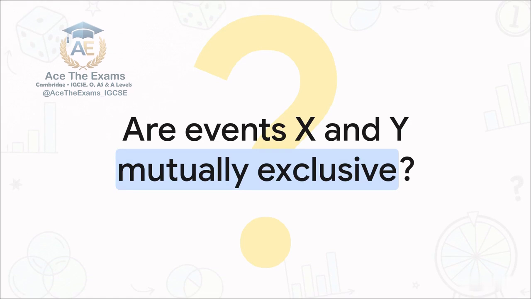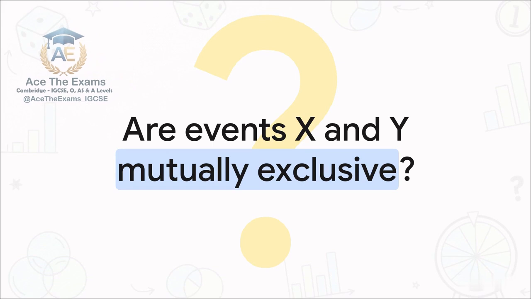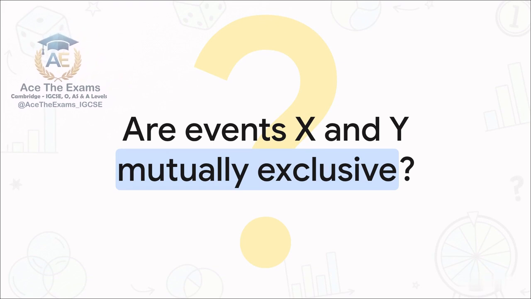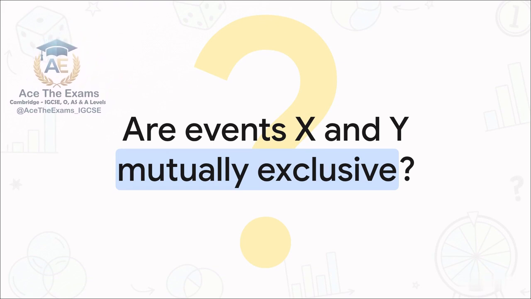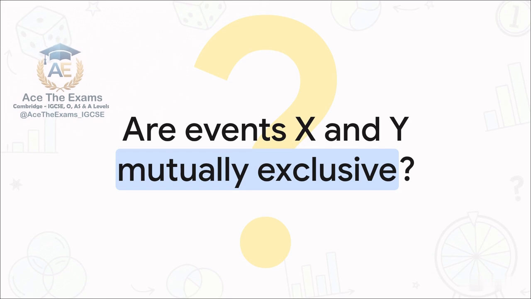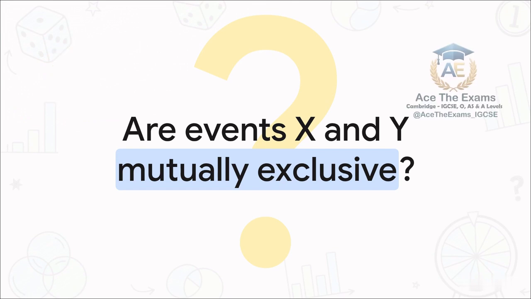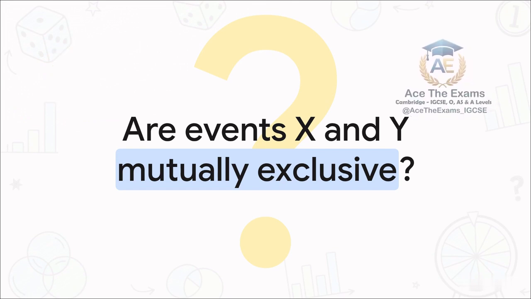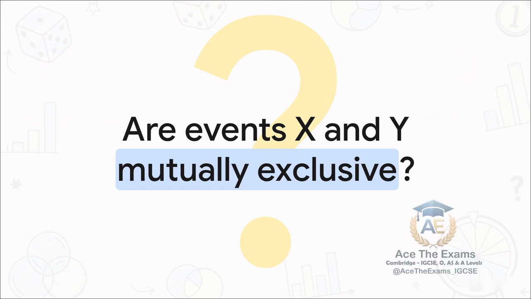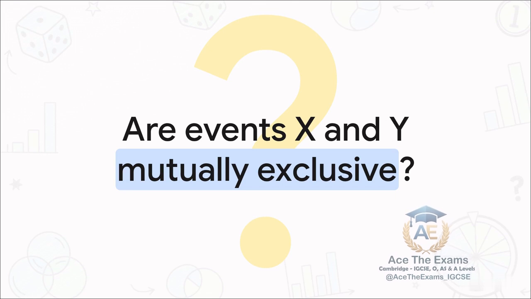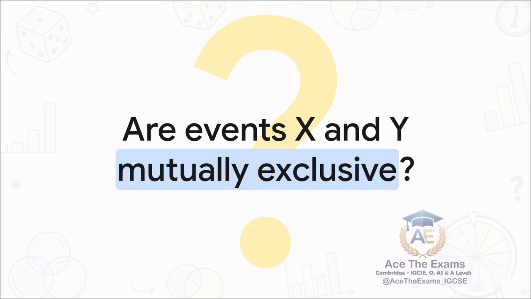Here is your challenge. Let's test this with an actual past paper scenario to see if we can spot the security flaw in these numbers. We're given the probability of event X as 0.5, the probability of event Y is 0.4, and the probability of X intersecting with Y, meaning they both happen together, is 0.2. The command question asks, are events X and Y mutually exclusive? Take a mental note of your answer right now.